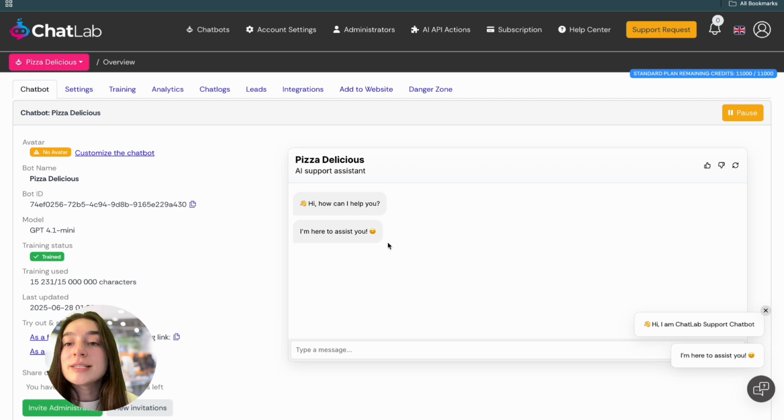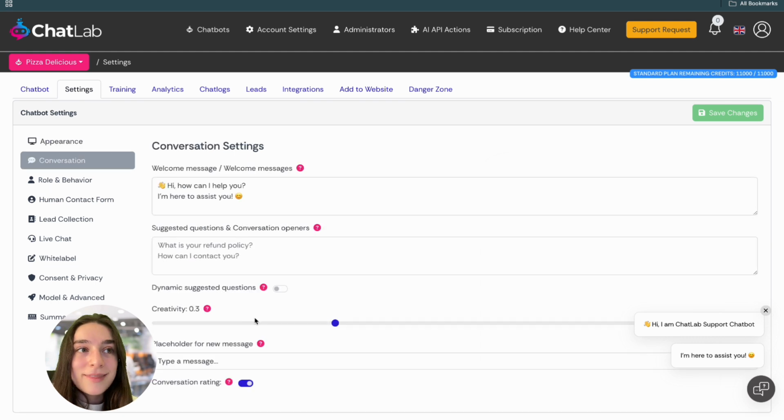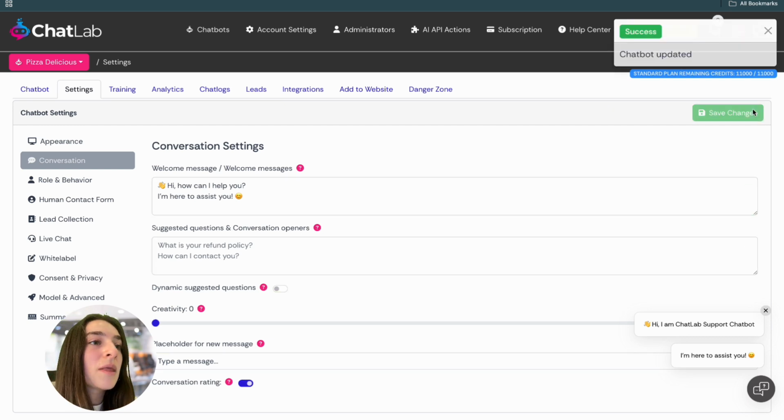Here are the main reasons why this happens. The creativity of your chatbot is too high. In the chatbot settings in the conversation section, reduce the creativity to 0. The higher the creativity, the richer the responses, but also the chance of so-called hallucinations. Or the lack of proper role instructions.